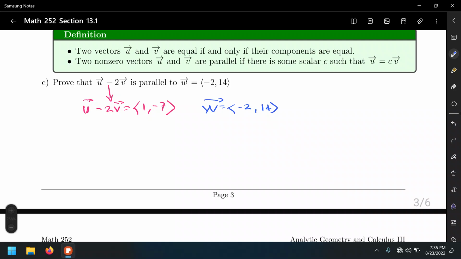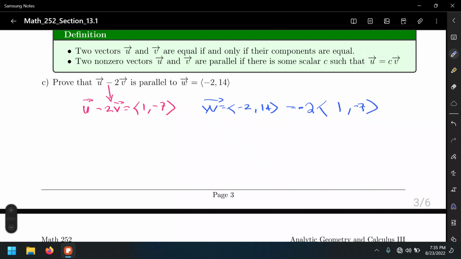Yeah. It is, right? Because if you look at the components of the vector w, they are twice as much as the components in the first vector. So we can rewrite this as negative 2 times 1 comma negative 7. Yep, negative. Okay, and wait a minute. Negative 2 times. Negative 2 times. And yes, all right. Yeah.